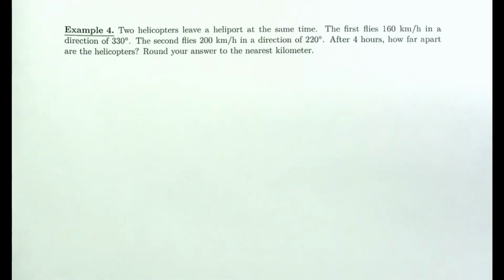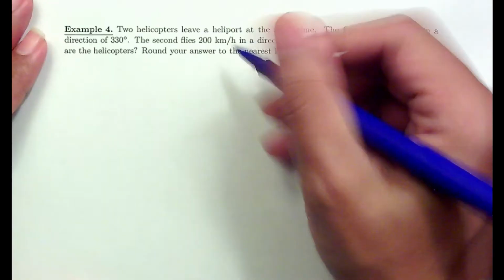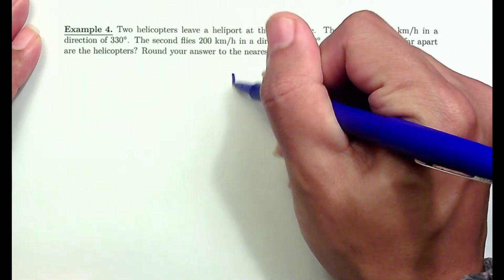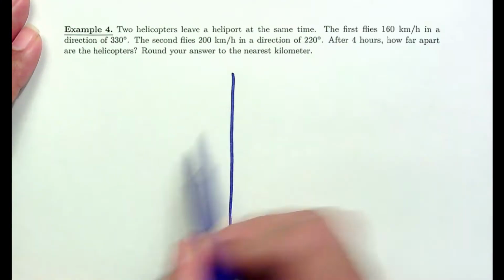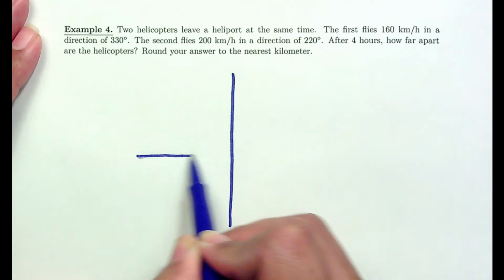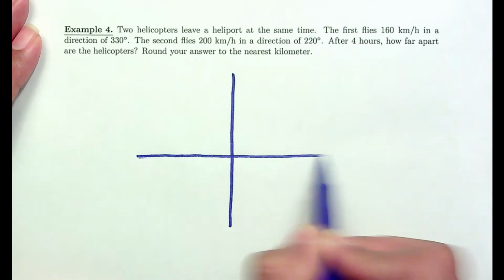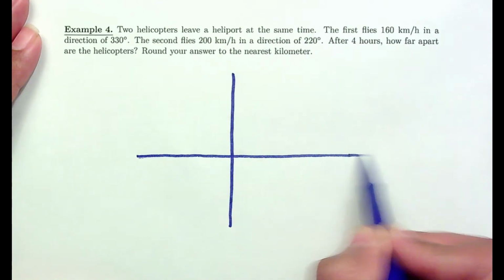Alright, so it is a good idea to start by drawing a picture of the situation. So let's start by doing just that. I'm going to draw my axis because we have to measure and draw angles.